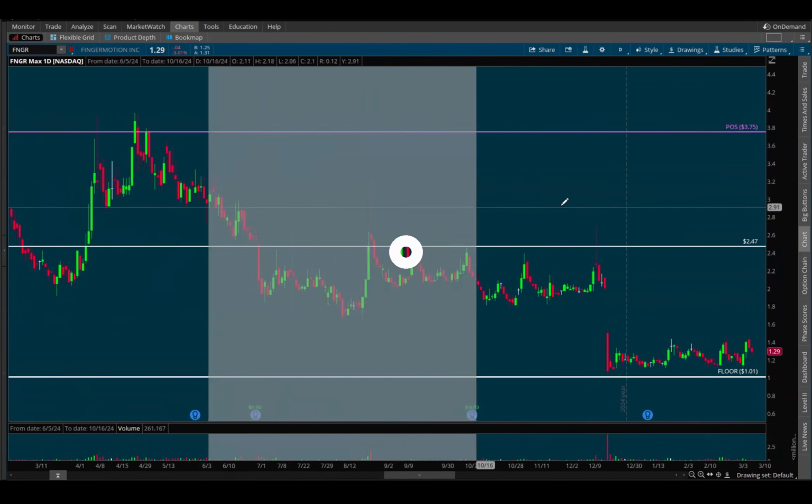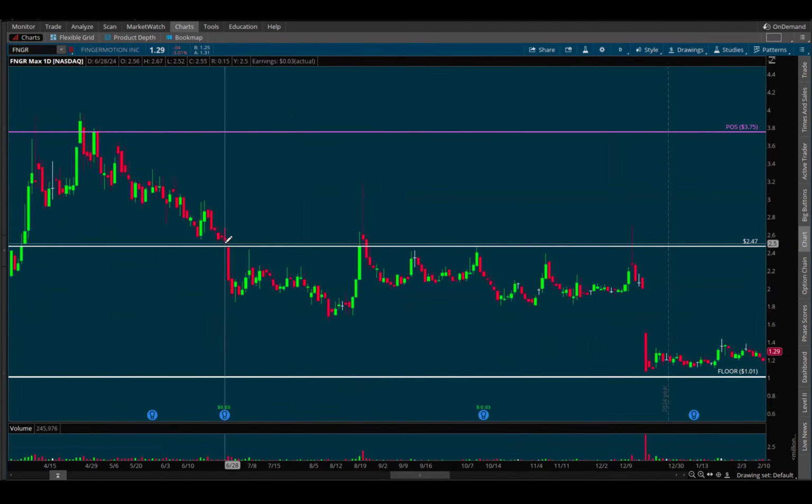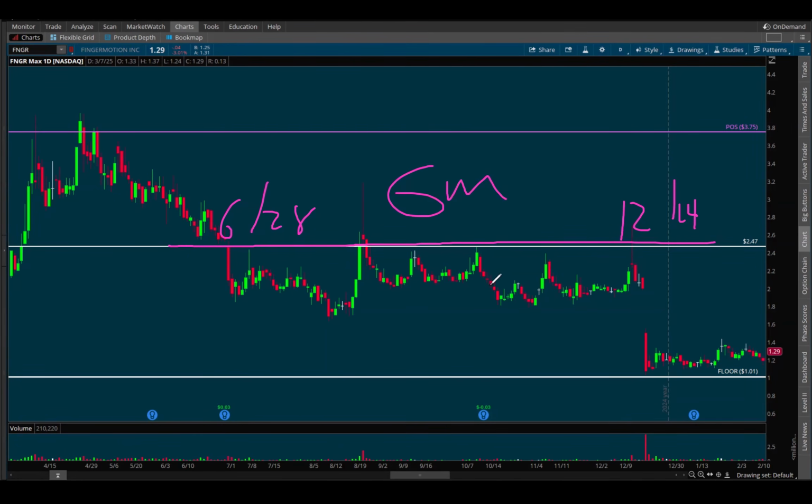And then look at 247. We have tested this line from June 26, 6/28, all the way to December here. So same thing here now. Look at how many times it's tested this 247 range for 6 months. It's just bouncing like a magnet. Look at it. And then gaps down.